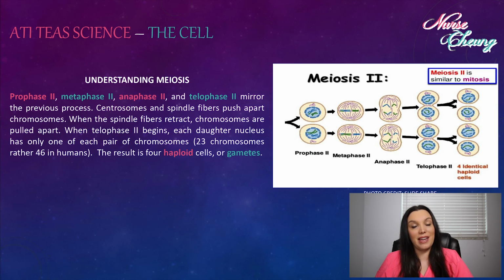Prophase 2, metaphase 2, anaphase 2, and telophase 2 mirror the previous process. Centrosomes and spindle fibers push apart chromosomes. When the spindle fibers retract, chromosomes are pulled apart. When telophase 2 begins, each daughter nucleus has only one of each pair of chromosomes, 23 chromosomes rather than 46 in humans. This results in 4 haploid cells or gametes.